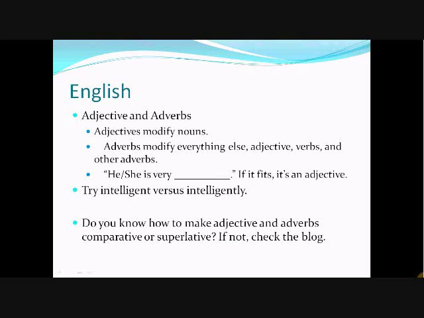Adjectives and adverbs. Adjectives modify nouns. Adverbs modify everything else: adjectives, verbs, and other adverbs. Try the sentence "He or she is very blank." If it fits, it's an adjective.